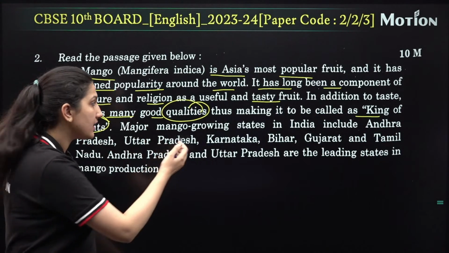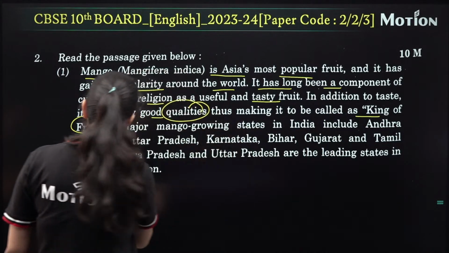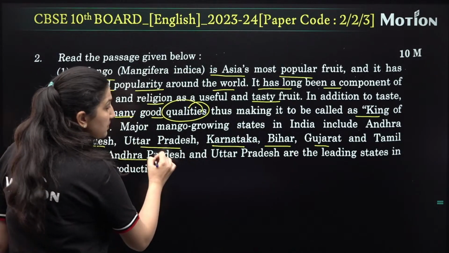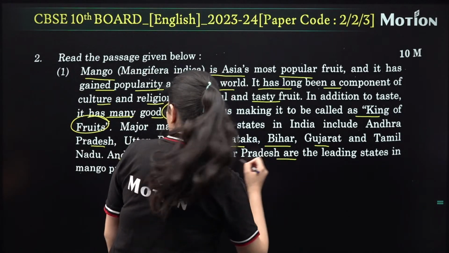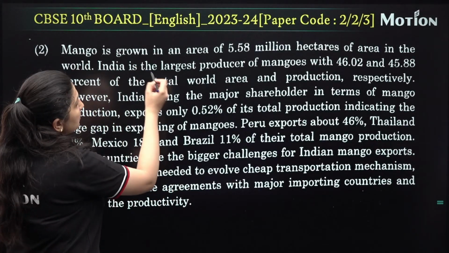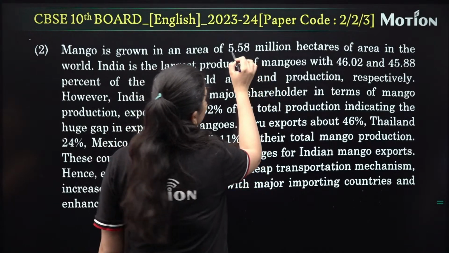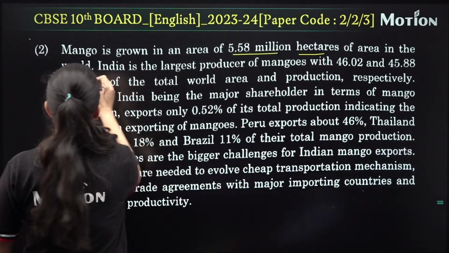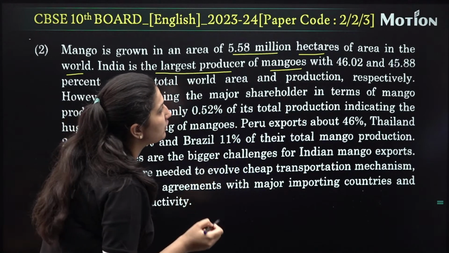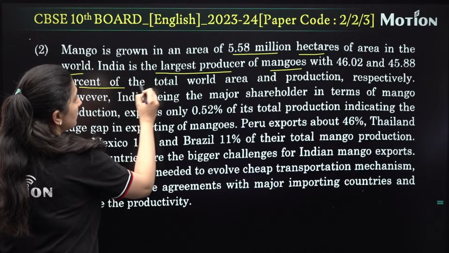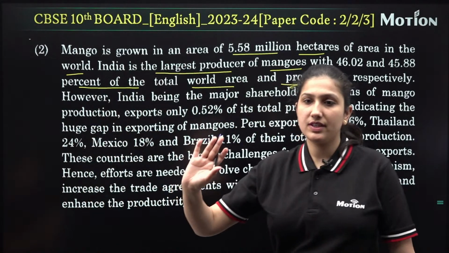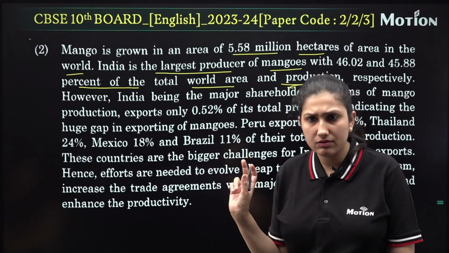Major mango growing states in India include Andhra Pradesh, Uttar Pradesh, Karnataka, Bihar, Gujarat and Tamil Nadu. Andhra Pradesh and Uttar Pradesh are the leading states in mango production. Mango is grown in an area of 5.58 million hectares. This is the largest area in the world. India is the largest producer of mangoes with 46.02 and 45.88% of the total world area and production. Here we are talking about production and area. So if it is asked in the question, we can answer this from here only. Alright.